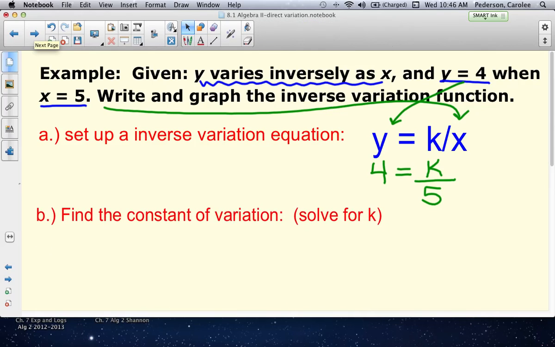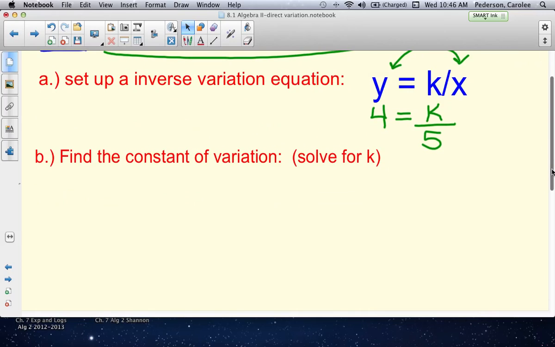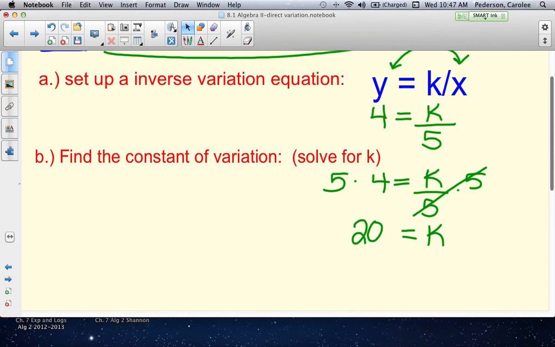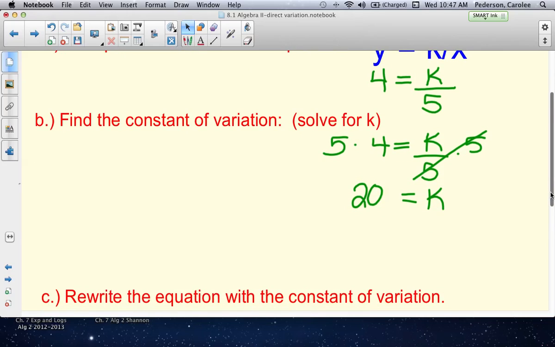Part B, we're going to solve it. In this case, we have a 5 dividing k, so to undo that division, we do multiplication. I'm just going to rewrite the fraction on the right and then the 4 on the left. And we have to multiply both sides by 5. So the 5's will cancel on the right, and then 4 times 5 is 20. Now we know the constant of variation k.